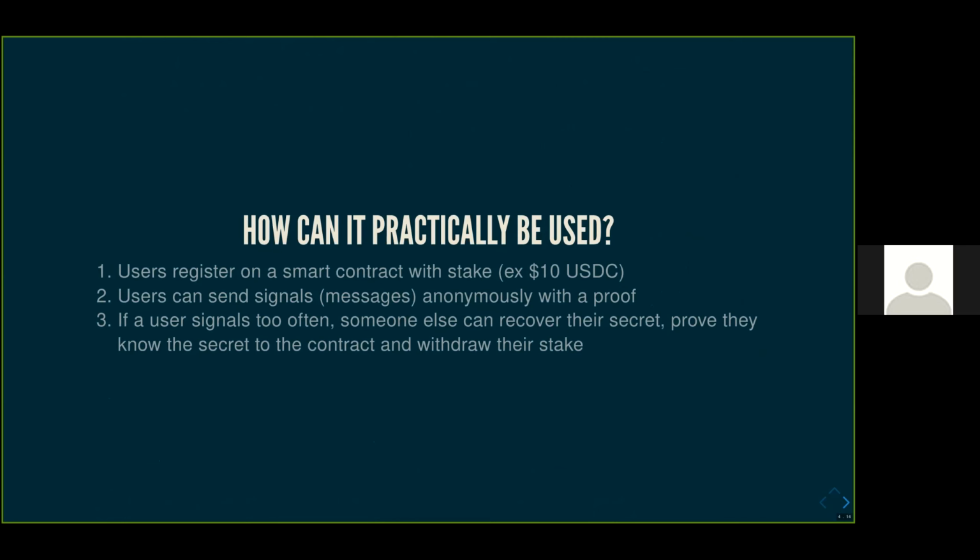All right. So how this is practically used is a user can register on some smart contract, for example, and they can stake some amount of money, and then they can send messages throughout the network. And as long as they don't break the rate limit that they committed to when they registered, then everything is fine. They can message anonymously and they won't ever get found out.